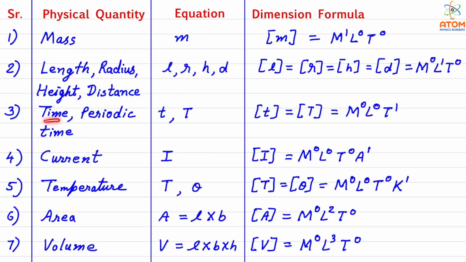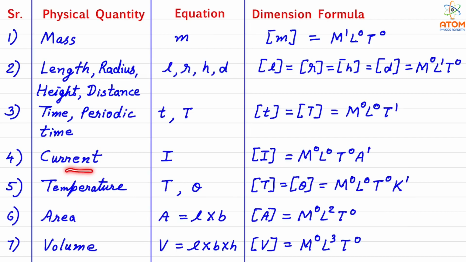Then time or periodic time. For time, the symbol is t, and for periodic time capital T. So put it in square brackets, and the dimension formula will be m0 l0 t1. These are all sorts of time. That's why the dimension formula will be m0 l0 t1.